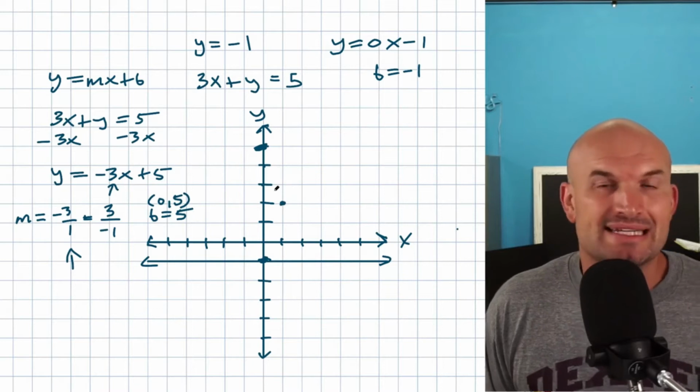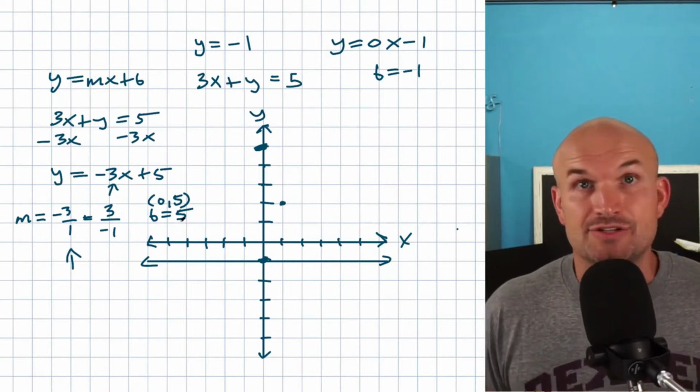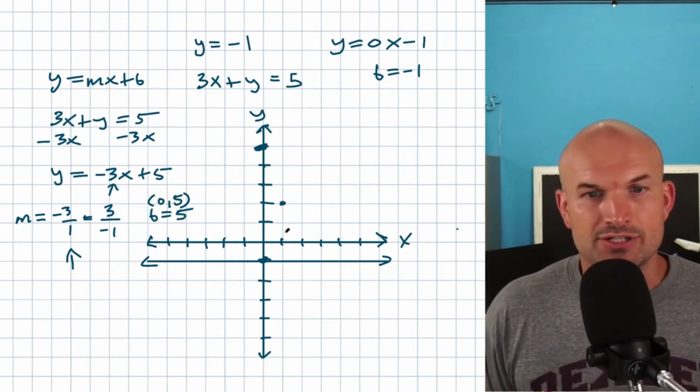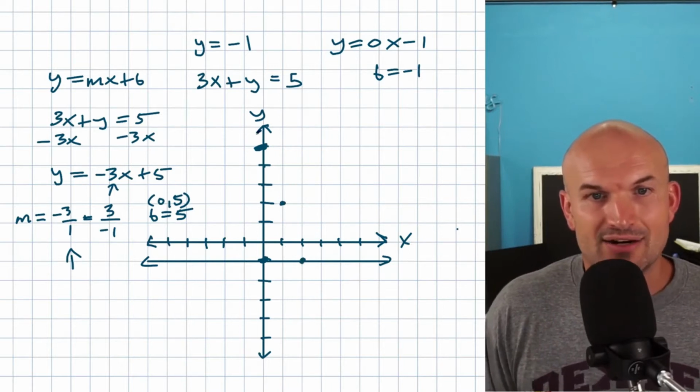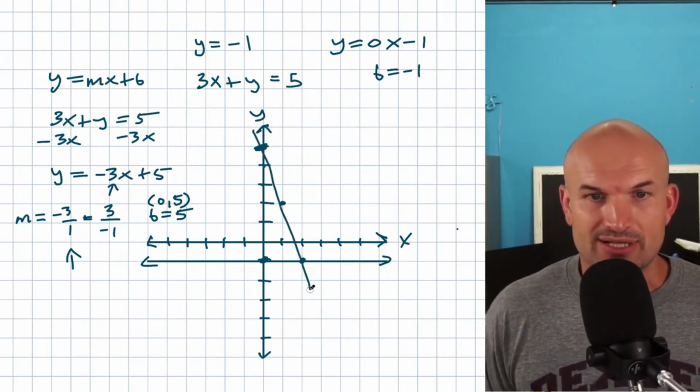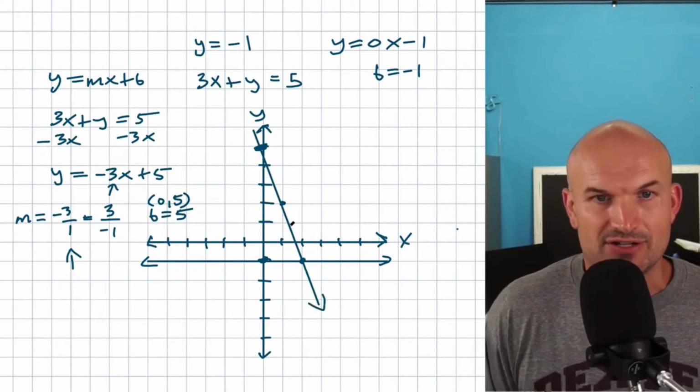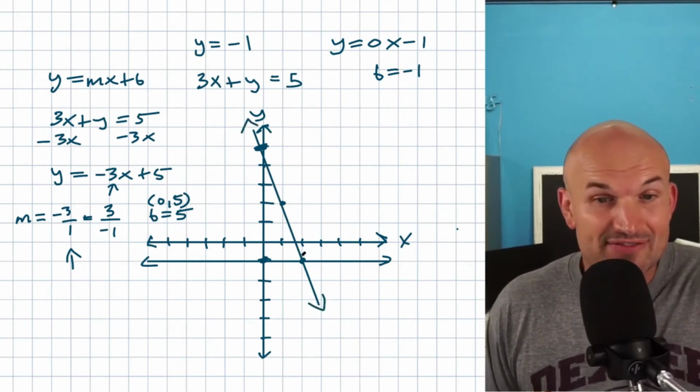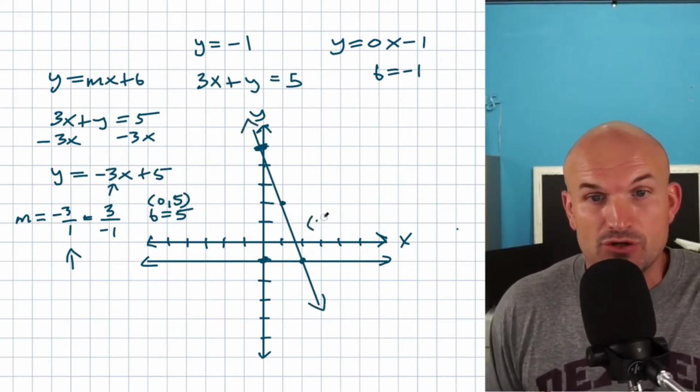Okay. And now the nice thing about using slope-intercept form is I can do that again. Go down 3: 1, 2, 3, to the right 1. And you can see here, now we have found our intersection point. So I can just sketch a nice little graph here so you can see that. And we can see these 2 graphs intersect at the common point of (2, 1).